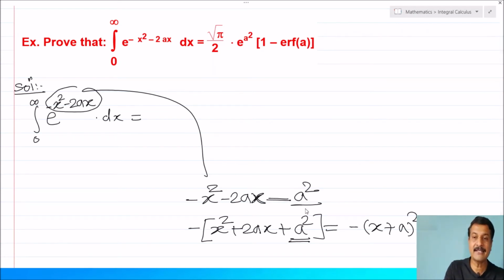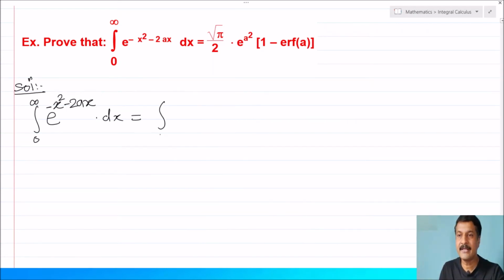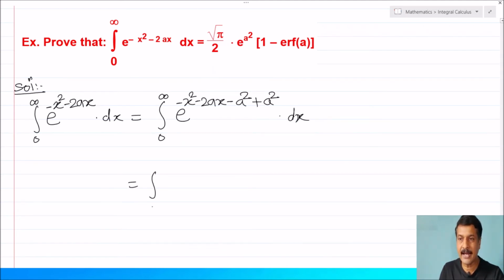And that is why the adjustment is integration 0 to infinity e raised to minus x square minus 2ax minus a square I want, and I can consider it as plus a square into dx. And that is why I can separate it: integration 0 to infinity e raised to minus x square minus 2ax minus a square into e raised to a square dx.